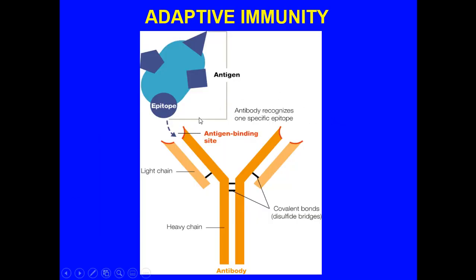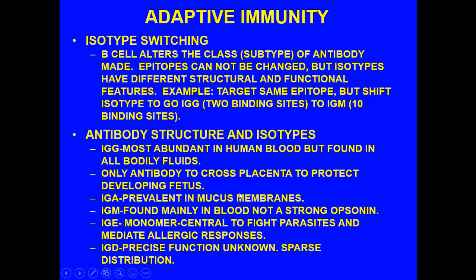Here's what I'm talking about: the antigen binding site here would bind to a certain section of this bigger antigen, which we call the epitope. Notice that you have the heavy chain, 1, 2, the light chain, 1, 2, a disulfide bridge, a covalent bond that holds the light chain to the heavy, and then several that hold the two heavies together.